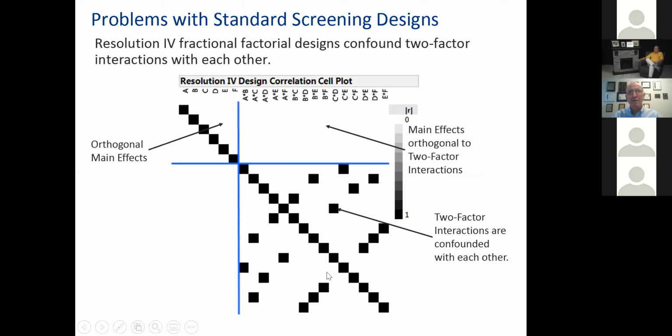Finally, here on the resolution 4 design, the main effects are orthogonal to each other, and they're also orthogonal to all the two-factor interactions. But if you're unlucky enough to have an interaction or maybe two interactions, you don't know what the causal effect is of the interactions. In this case, it might be this interaction, or it might be that interaction, or it might be any linear combination of those two things.